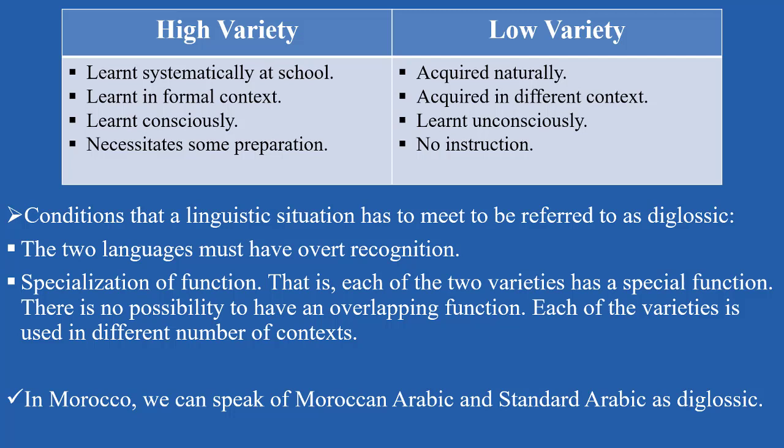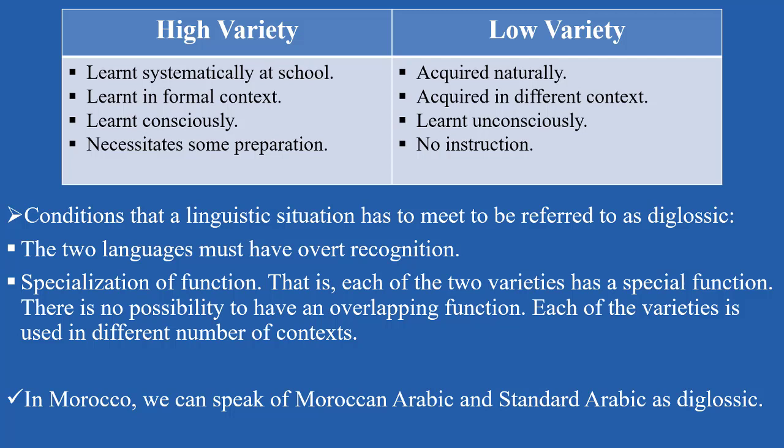And we have the low variety, acquired naturally, that is your mother tongue, acquired in different contexts. That is, you acquire it at home, in the cafe, in the supermarket, wherever you go. You learn it unconsciously, so you don't pay attention to the rules that you come across when you are acquiring this language, and it doesn't have instruction. There is no teacher. You learn it from anyone in the street and at home.